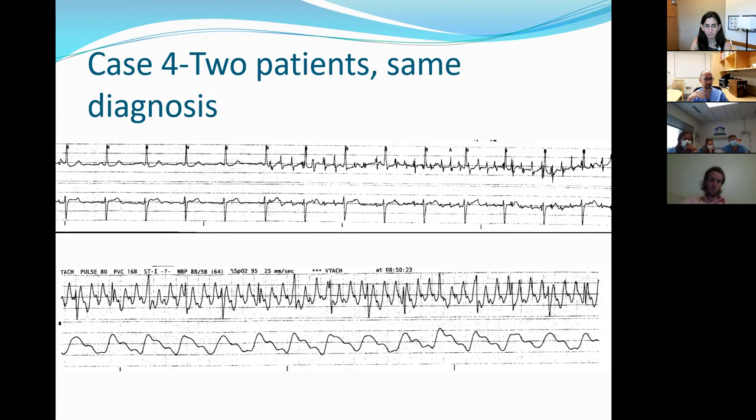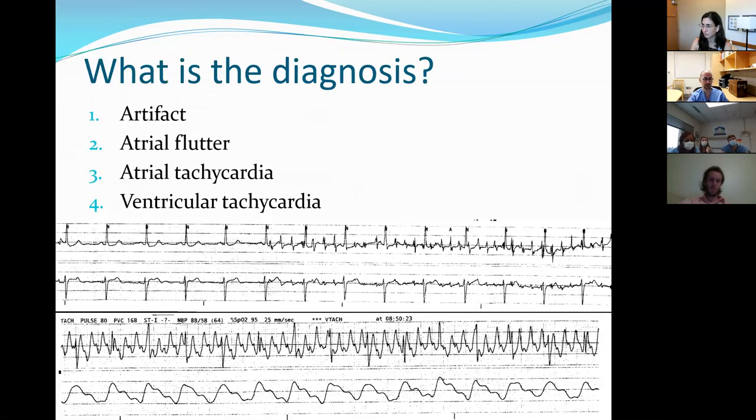All right, next patient, or 2 patients. So case 4. We have 2 patients who have the same diagnosis. On the top is a printout of their telemetry, and the bottom is an EKG, the telemetry, and then a pulse ox. So my question for you on these two patients, what's the diagnosis? Do we have artifacts? Do we have atrial flutter? Do we have atrial tachycardia? Do we have VT?